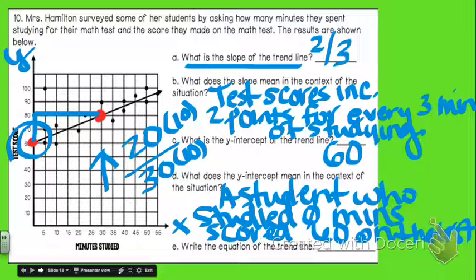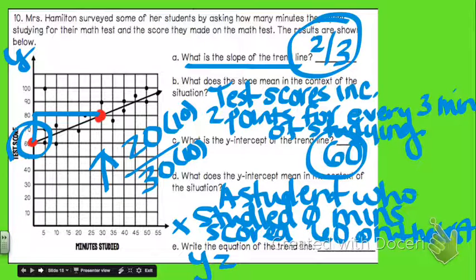And E, write the equation of the trend line. Well, this is my slope and this is my y-intercept. I'm going to say y equals 2/3 x plus 60. Okay, so at this time I want you to go ahead and look at Scatter Plots and Trends and do problems 1 through 15.